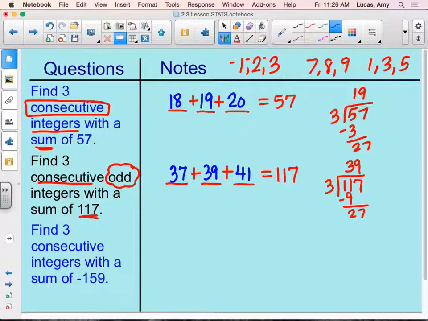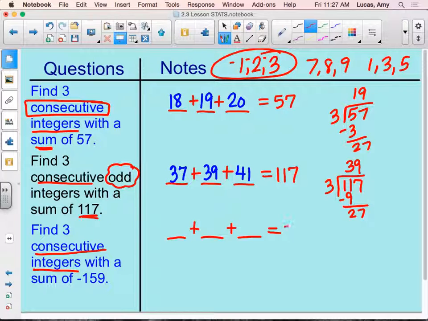Okay, the last one, 3 consecutive odd integers. So again, they're odd. Sometimes they might be, oh, wait a minute, 3 consecutive integers, not even odd. Okay, so I almost started this one out wrong. So we're back to 3 consecutive integers. So that means not the odd ones, but like this. 3 consecutive integers, and this time they have to add up to negative 159. So we have a negative sum.